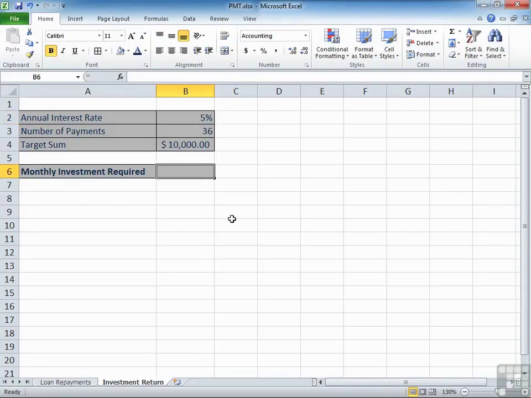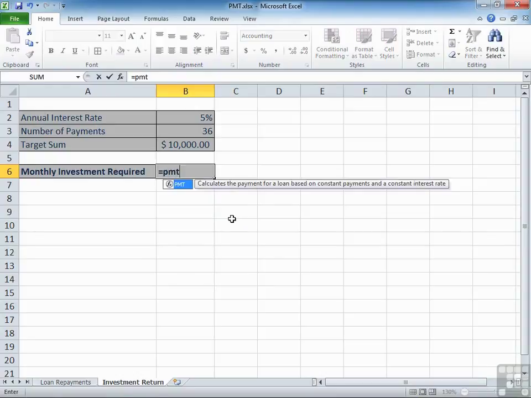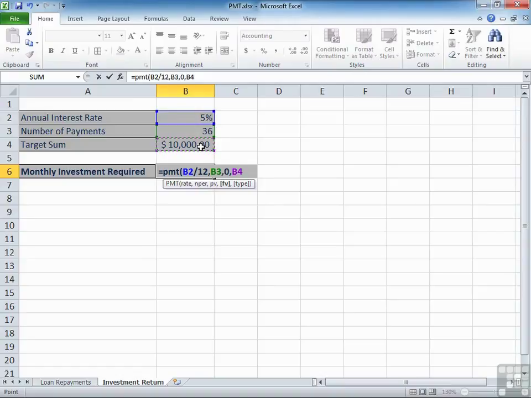Let's use our little PMT function to calculate how much I would need to invest each month to reach that target. So it's equals PMT, open brackets. What's the rate? Well, it's 5%. However, that's an annual percentage rate, so I need to divide that by 12. How many periods are you paying in for? That's that cell there, 36. What's the initial amount? Well, there isn't an initial amount, so I'm going to put 0 there. What's the future amount? So the future value is going to be that cell there. That's what I'm aiming for.